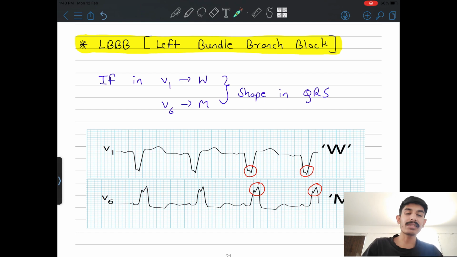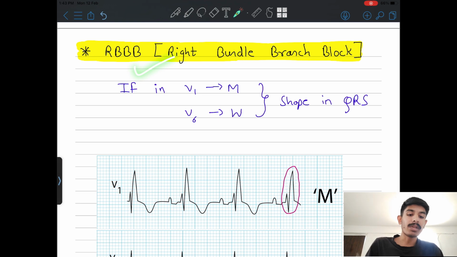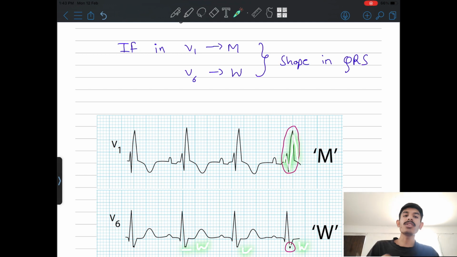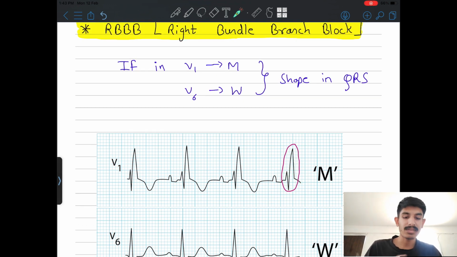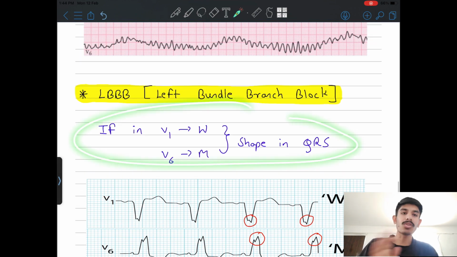The opposite of it is the right side. What is it? Right bundle branch block. In V1 an M shape is given, and in V6 a W. It was opposite in left, but now it is opposite in right. So here this is your M, and here it's giving W. Look at the W's downside. So it's your right bundle branch block. That's it, you are sorted. No need to think again and again. Just look at V1 and V6, compare them with these patterns, and you are sorted.